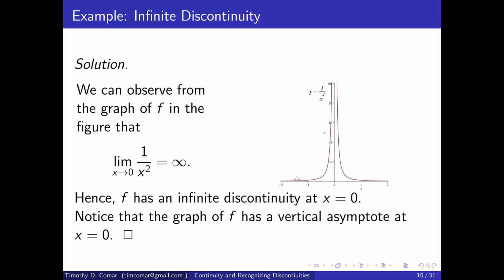So we can observe from the graph that the limit of 1 over x squared as x approaches 0 is going to be infinity. In other words, the function values are increasing without bound. And we see that as we come in from the left, the values are shooting up toward infinity, and as we come in from the right, the values are also shooting up toward infinity. Otherwise, we can say increasing without bound. So f has an infinite discontinuity at x equals 0. And again, we can see from this figure that the graph of f does indeed have a vertical asymptote at x equals 0.